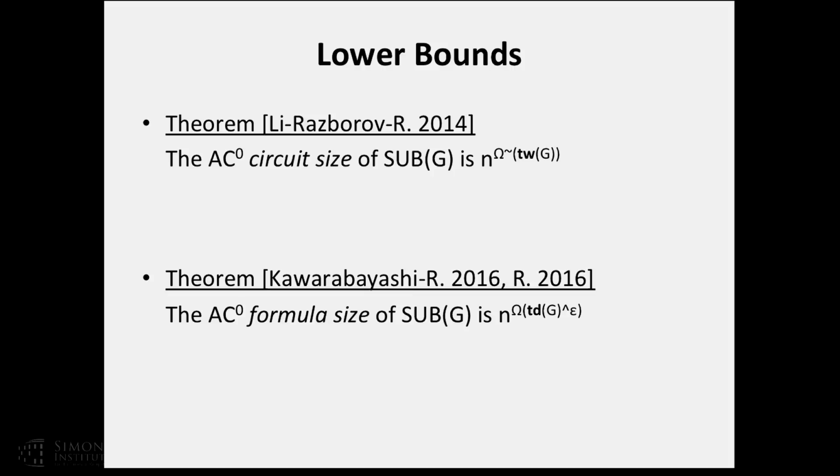So in previous joint work with Yuan Li and Alexander Razborov, we showed that for every graph G, the AC0 circuit size is n to the omega of tree width over log tree width. So an almost matching lower bound for all patterns G. And a sort of new work, which we use in our homomorphism preservation theorem, the circuit lower bounds that we will rely on, is this result here, that the AC0 formula size of this problem is related to the tree depth. So it's n to some polynomial in the tree depth.